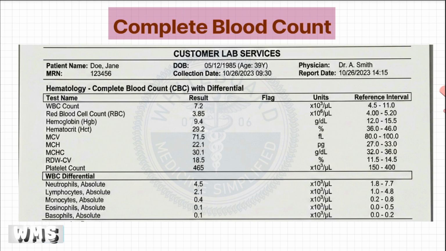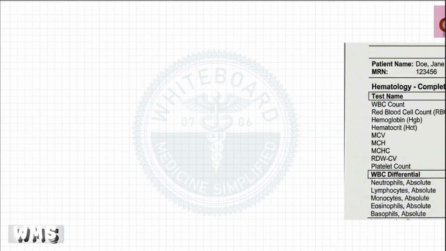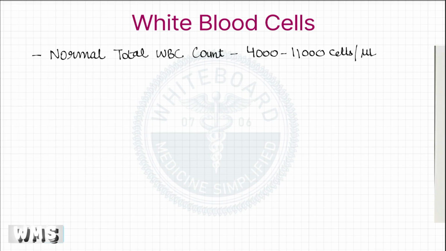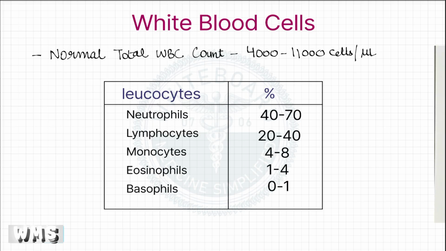Next up, the white blood cells, the body's defense force. The total WBC count is important, but the real story is in the differential count. The normal total WBC count is 4,000 to 11,000 cells per microliter, and this is the normal differential leukocyte count.